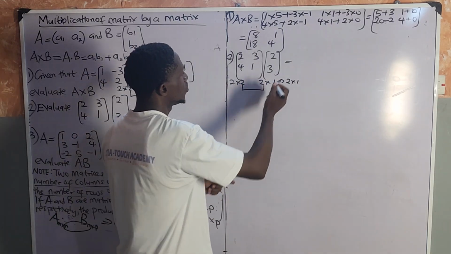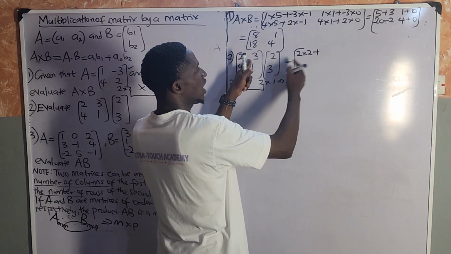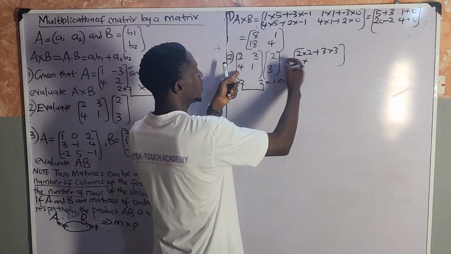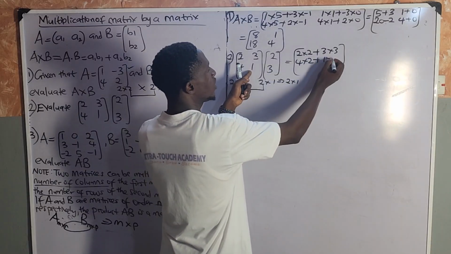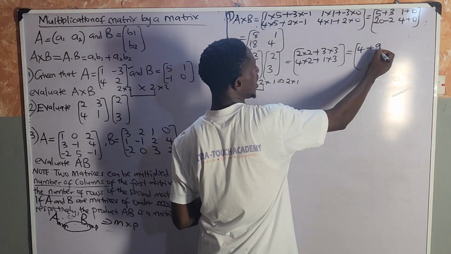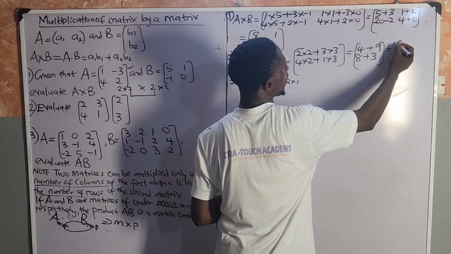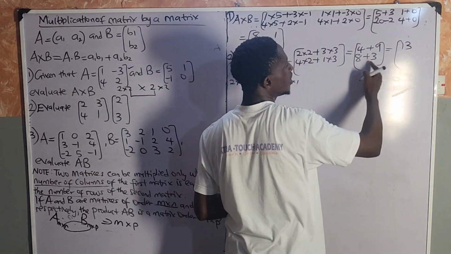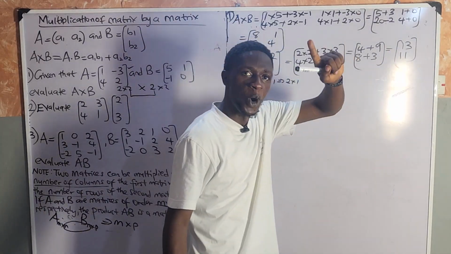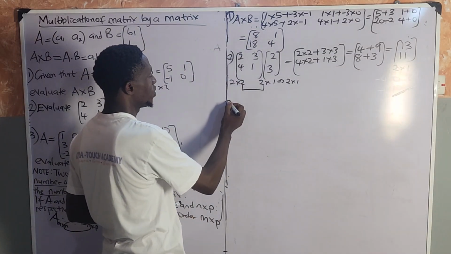Let's try it out. So we have 2 times 2 plus 3 times 3. We are done. You go to this: 4 times 2 plus 1 times 3. 2 times 2 is 4, plus 3 times 3 is 9. 4 times 2 is 8, plus 1 times 3 is 3. When we add, 4 plus 9 is 13, 8 plus 3 is 11. What is the order of this matrix? 2 rows, 1 column. So this is 2 by 1, which is what I said here. So we'll go to number 3.